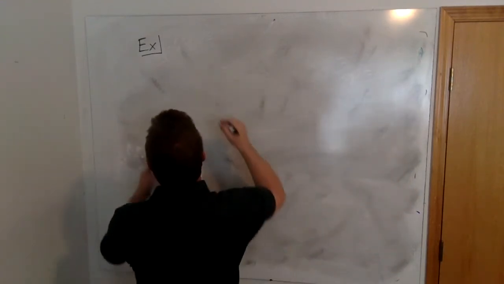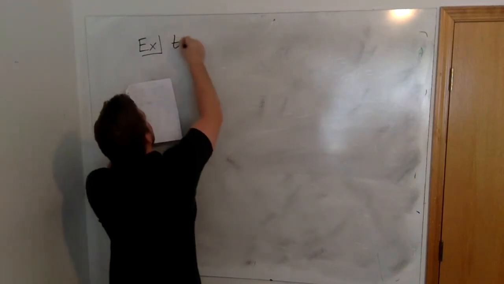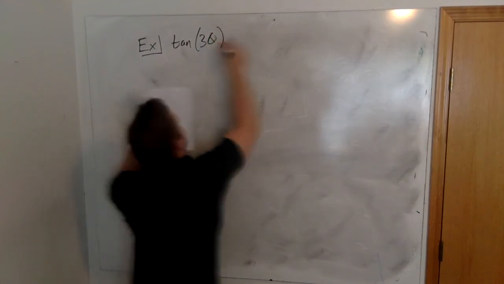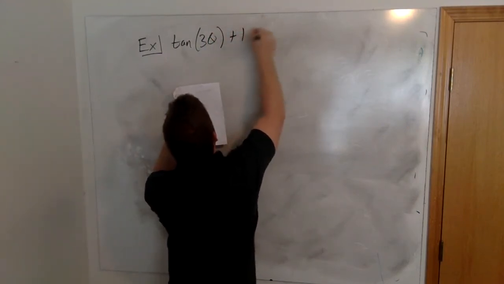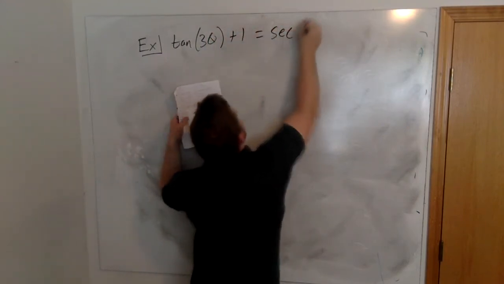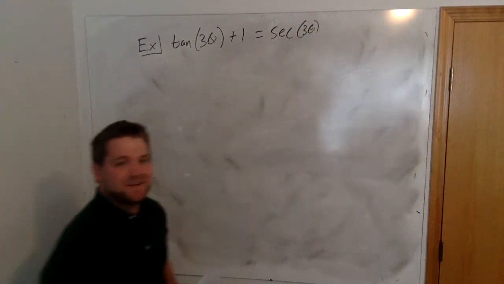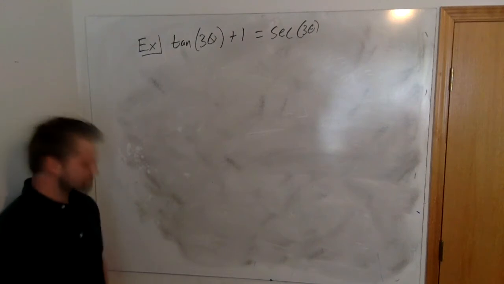Okay, let's say we want to solve, how about the tan of 3 theta plus 1 is equal to, how about the secant of 3 theta? Go ahead and pause the video and give a shot at solving this here.